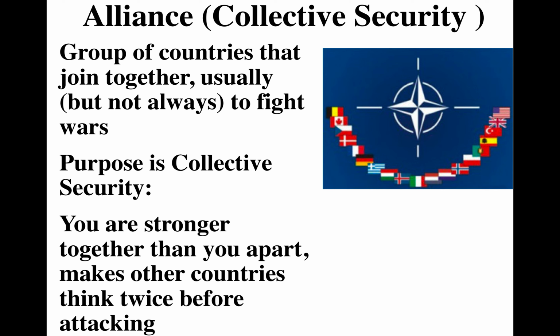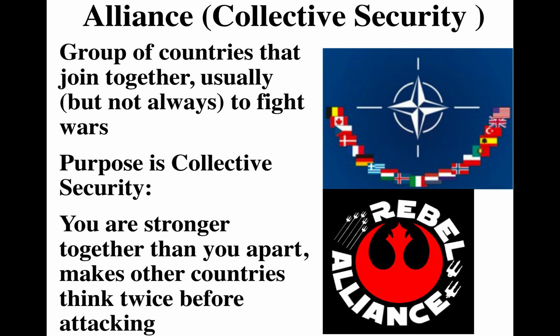You can see that NATO here has about 27 countries involved in this alliance. And the idea is if a nation were to attack one of those 27 countries, the other 26 come and help them. It makes countries think twice before attacking one of them because they're not just fighting that country, but all 27. The other example I'm going to give you Star Wars fans is the Rebel Alliance. The Rebel Alliance is essentially a group of planets that are working together to defeat the Empire. Both NATO and the Rebel Alliance are excellent examples of alliance and collective security.